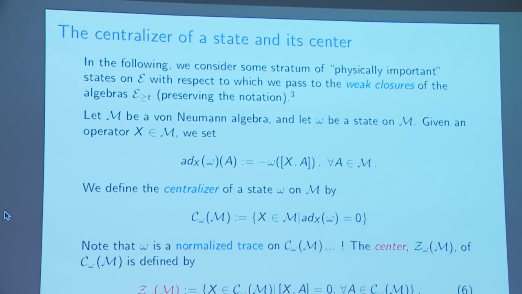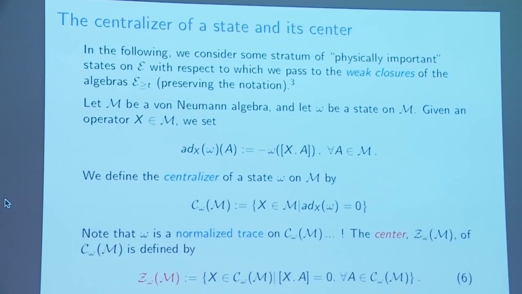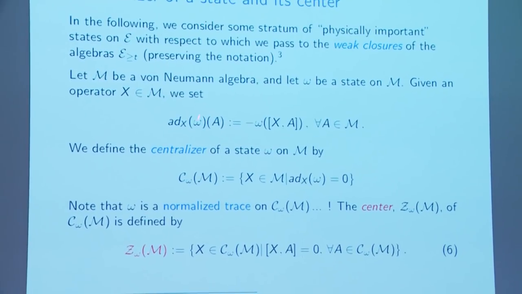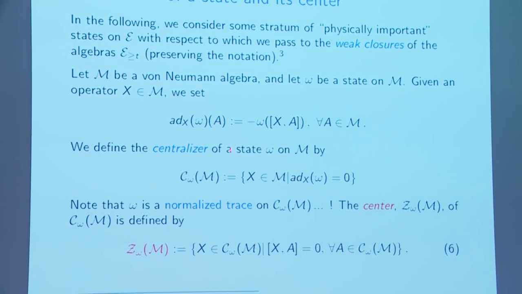So here is a slightly abstract version of what I just went through. If M is a von Neumann algebra and omega is a state on M and X is an operator in M, we say that ad X omega is a linear functional which when evaluated on A is given by the expectation of minus the commutator of X with A in the state omega. The centralizer of a state on the algebra M consists of all operators X in M whose adjoint action on the state omega vanishes. This is a subalgebra, which is very easy to see. It's in fact a star subalgebra. And omega is a normalized trace on the centralizer. And so we know the possible structures of these centralizers completely.